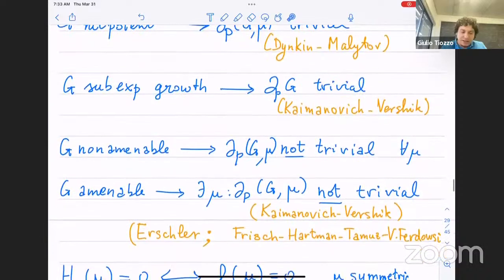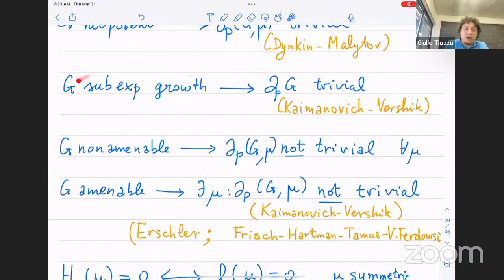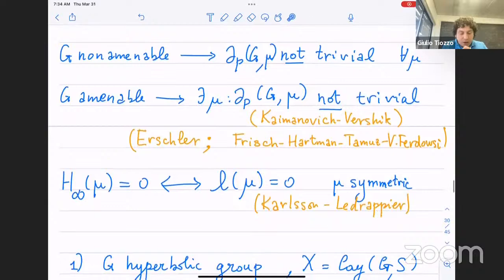We said yesterday already that if the group is of sub-exponential growth, we don't really have anything to say because the boundary is always trivial, since the entropy must be 0. However, things get much more interesting when you go to non-amenable groups. For non-amenable groups, it's known that the boundary is always non-trivial. So the entropy is always non-zero and the boundary is always non-trivial for basically any nice measure. On the other hand, when the group is amenable, there are measures for which the boundary is trivial.